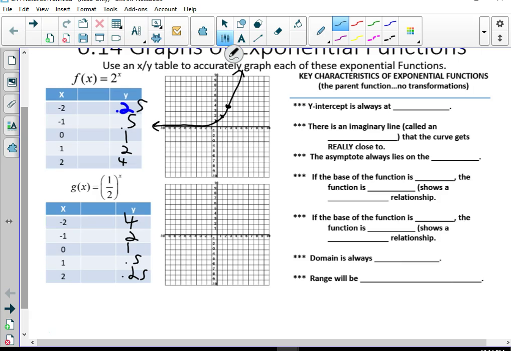Okay. So, negative 2, positive 4. Negative 1, positive 2. 0, 1. You can see what this one's doing. Same thing, just going the other direction. Because this is decay. Okay? So the first one, this one is growth. This is 2. Now the 1/2 is decay.